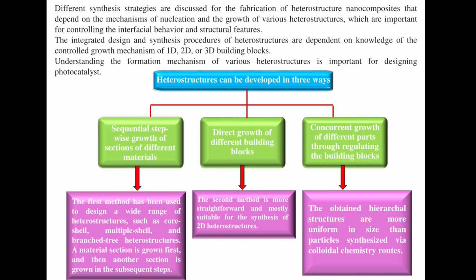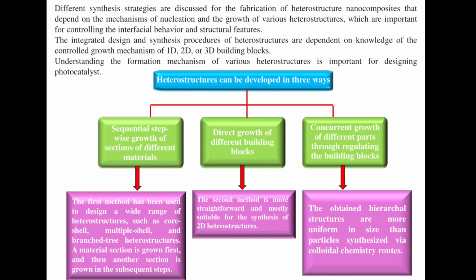So we discussed three different ways in which we can synthesize these heterostructures. The first one is sequential stepwise growth of sections of different materials. Here we can design in a sequential way: first, one material will be designed, and over that another material will be designed. In these we have core-shell materials, multiple-shell materials, and different branched materials that come in this section.